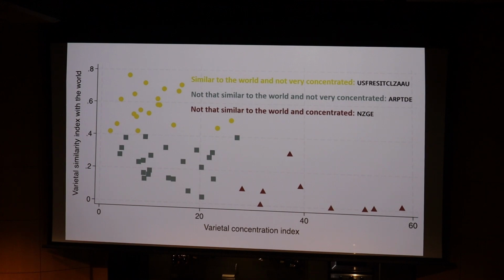Then we have a group of countries denoted by squares that are not that similar to the world as a whole in the varietal mix and are not super concentrated. And Argentina, Portugal, and Germany are probably the best examples. And then we have this last group of countries denoted by triangles, which are not that similar to the world and are super concentrated. The best examples are probably New Zealand and Georgia.